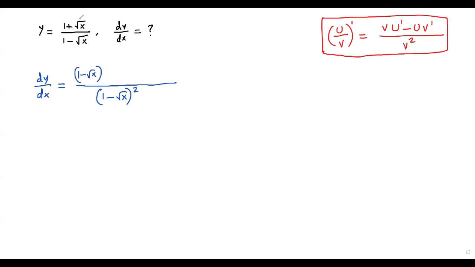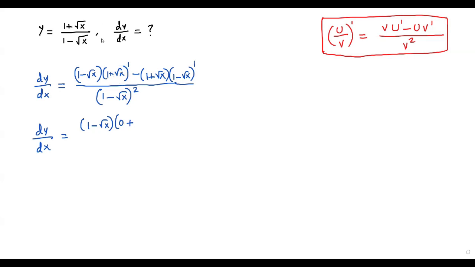Now I have to get the derivative of the numerator, that is (1 + square root of x) prime. Now I have to take a negative sign, and now I have to write u, the numerator, 1 + square root of x as it is, and get the derivative of v, the denominator, (1 - square root of x) prime. So dy over dx equals (1 - square root of x) times, what is the derivative of this constant 1? It's 0, plus. What is the derivative of this square root of x?